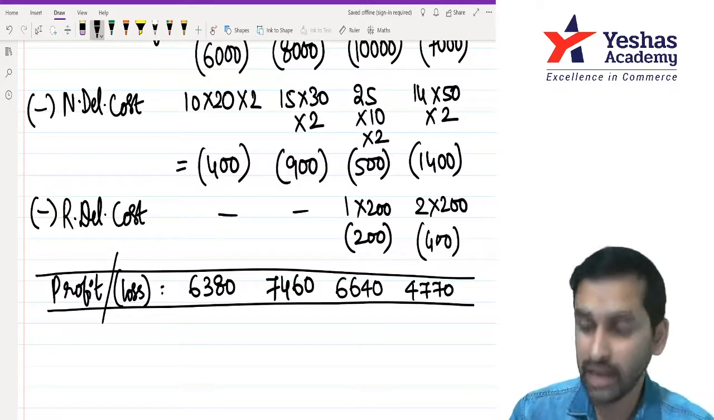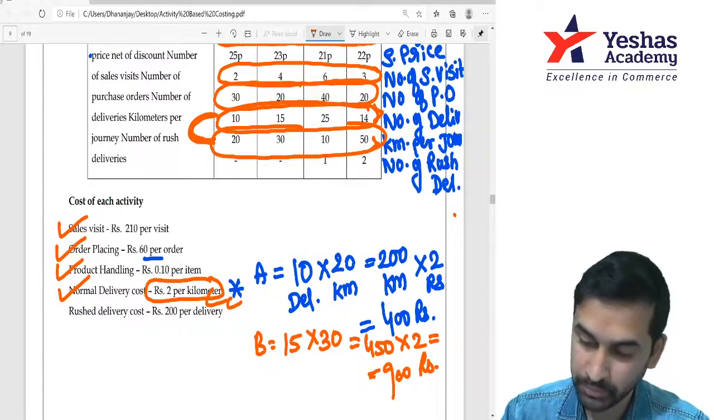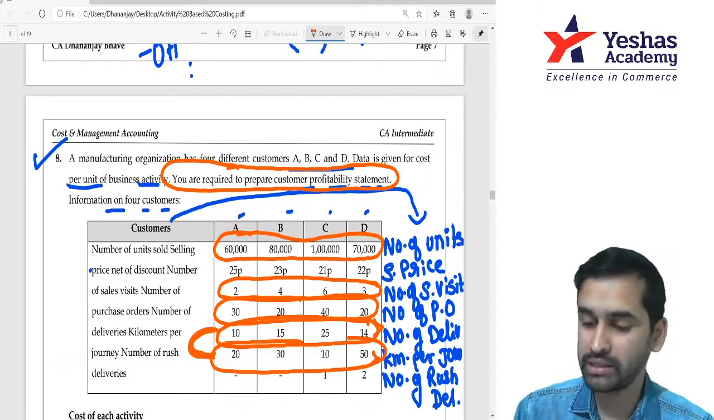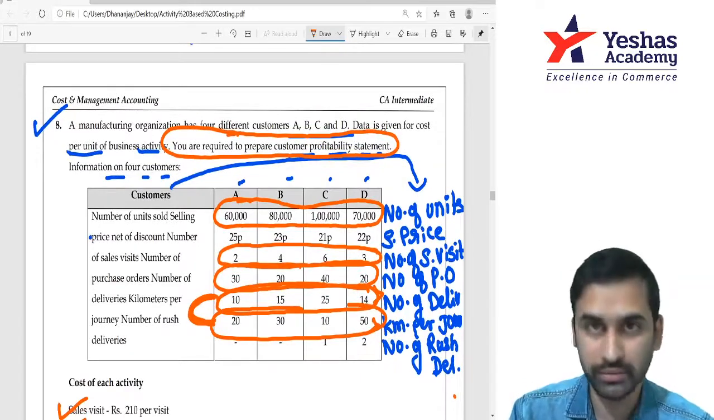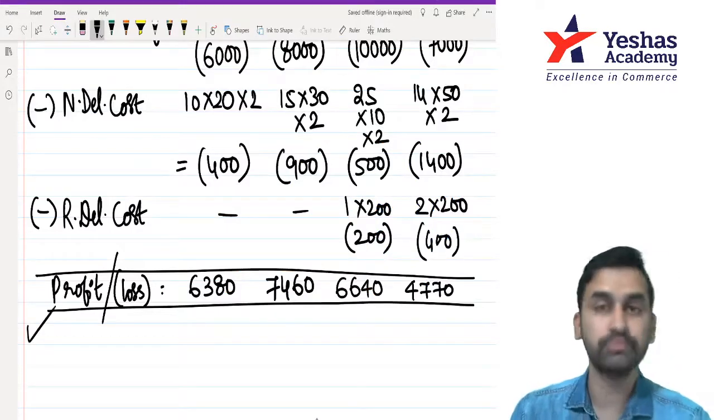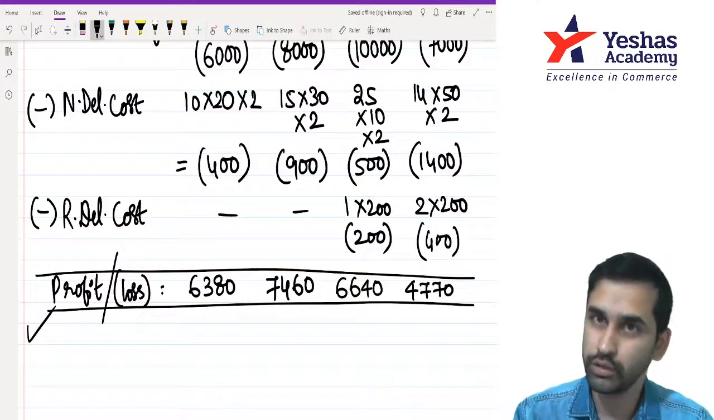Done. Did they ask you to show profit percentage? Let me go back to the question. In question, they said you are required to prepare customer profitability statement. That's all. That means here is the end of the answer. They have not asked you percentage. You don't have to write. Got it?